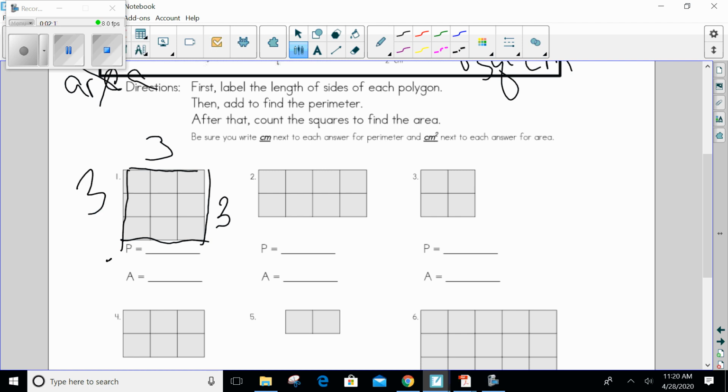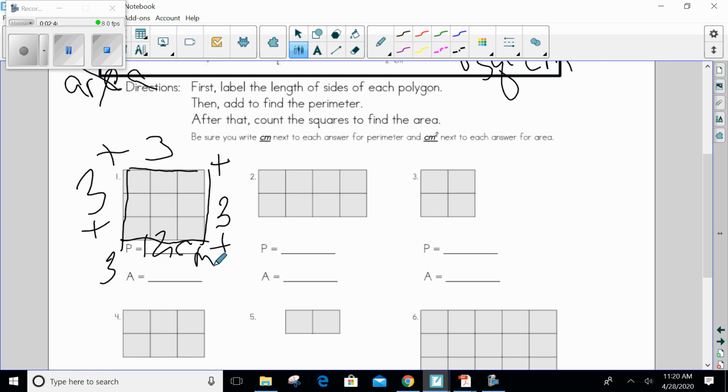Now, if we do that, we can add all of those sides together. So 3 plus 3 plus 3 plus 3, you know it's 3, 6, 9, 12. 12 centimeters. It's not squares. We're just finding the distance around.